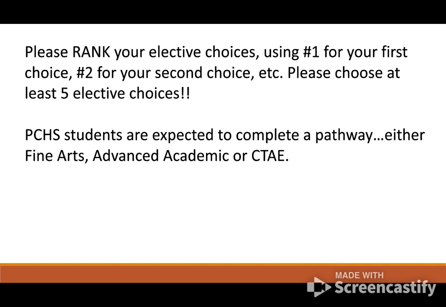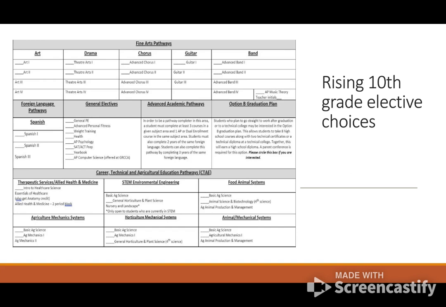We have other choices. All of our students are expected to complete a pathway, which is 3 classes in one area. You can do Fine Arts Pathway, Advanced Academic, or CTAE Pathway. Here are your rising 10th grade elective choices. Fine Arts Pathway is at the top. You can choose one of those courses. You have Foreign Language, General Electives, information about an Advanced Academic Pathway, and CTAE choices are at the bottom.